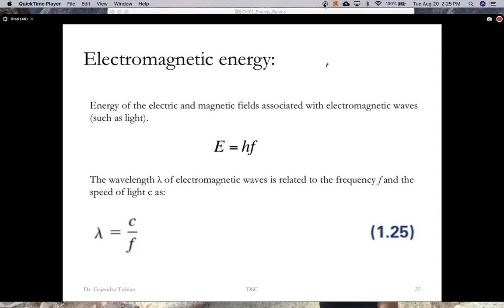Here's a cartoon picture of a photon, and the energy of this photon is h, something called Planck's constant, times the frequency of light. Okay, and the wavelength of light is given by the speed of light divided by the frequency. The speed of light is frequency times the wavelength.